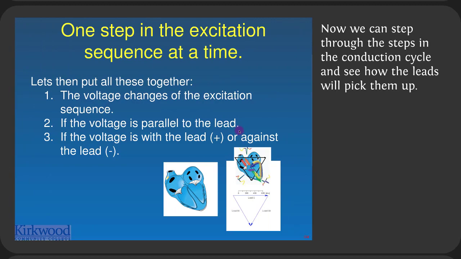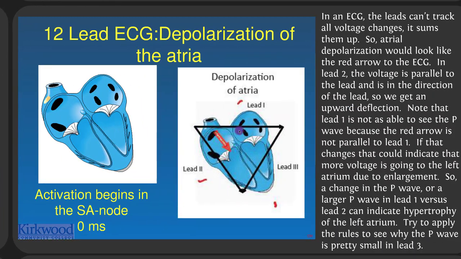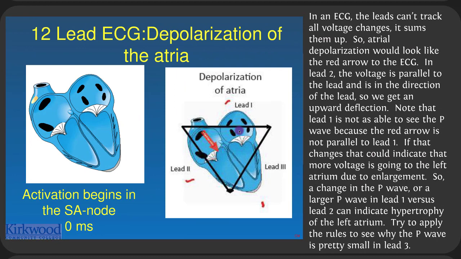Now we can step through the steps in the conduction cycle and see how the leads will pick them up. In an EKG, the leads can't track all voltage changes. It kind of sums them up. So in atrial depolarization, we have voltage going all across the atria, but the EKG sums it up into one voltage called a voltage vector.